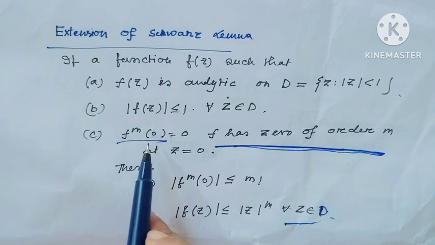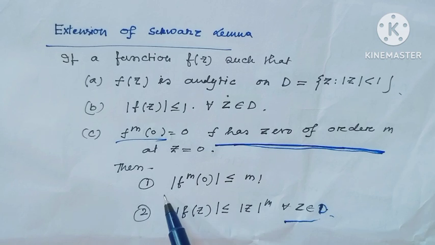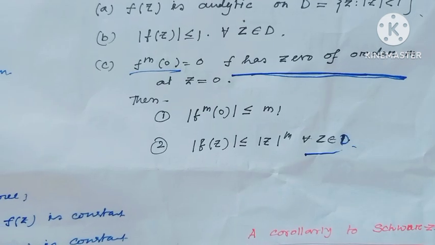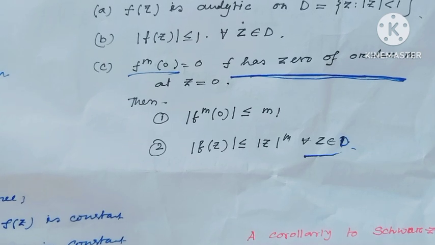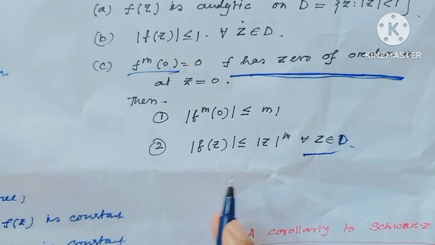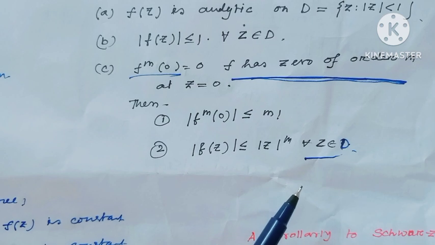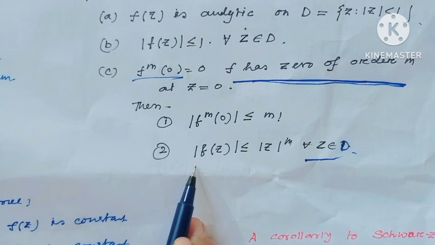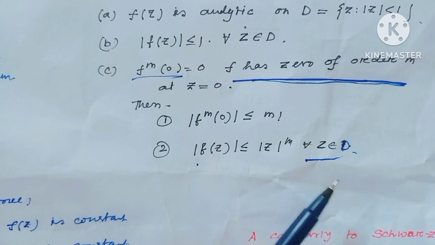If it has a zero of order m, that means by the Schwarz extension theorem, f^(m)(0) would be less than or equal to m factorial, and modulus of f(z) would be less than or equal to modulus of z to the power m. In Schwarz lemma, with zero of order 1, I always have modulus of f(z) less than or equal to modulus of z. But here, since f has a zero of order m, by Schwarz lemma modulus of f(z) is less than or equal to modulus of z to the power m.